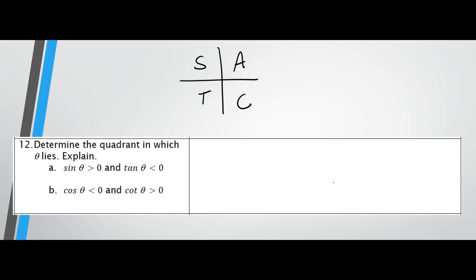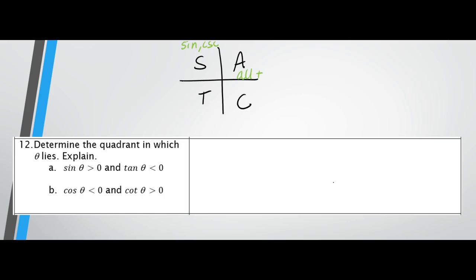So the A stands for all. And what that means is that every single function is positive in quadrant 1. So it doesn't matter what they give us in quadrant 1, it's always positive. The S stands for sine. And then also you have to know that the reciprocal function that goes with sine is also positive. So sine and cosecant are positive in quadrant 2, and everything else is negative in quadrant 2.